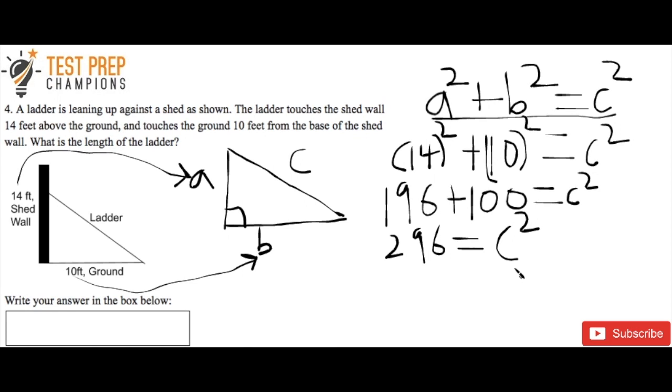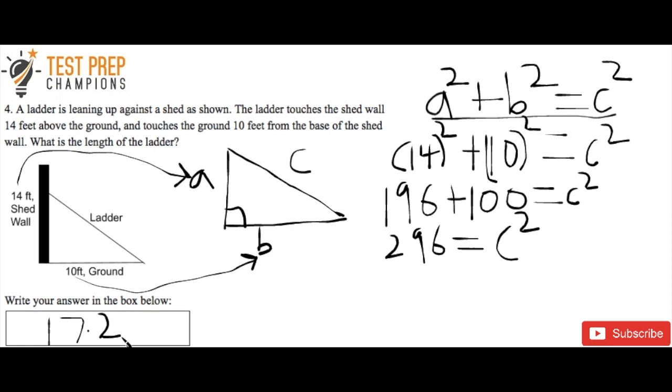Okay, so take the square root of 296, which is going to give you, I think, a weird number here. Yeah, that's going to give you about 17.2. It's a little bit of a weird number, but that is going to be our answer here. So that's how you would do this question, and hopefully this makes sense.